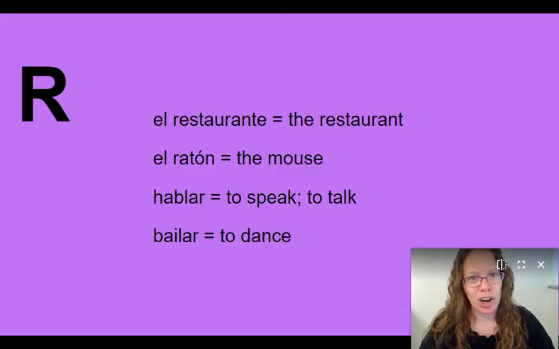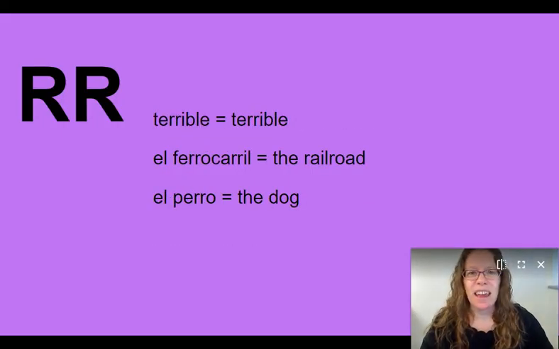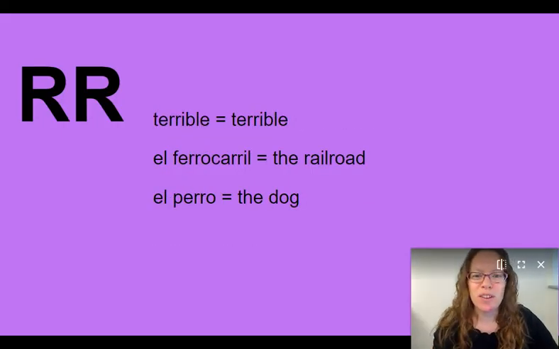Instead of moving your jaw, that's not how you say it in Spanish. Don't move that jaw so much. Try to keep your mouth open, and just flick your tongue. Hablar, bailar.